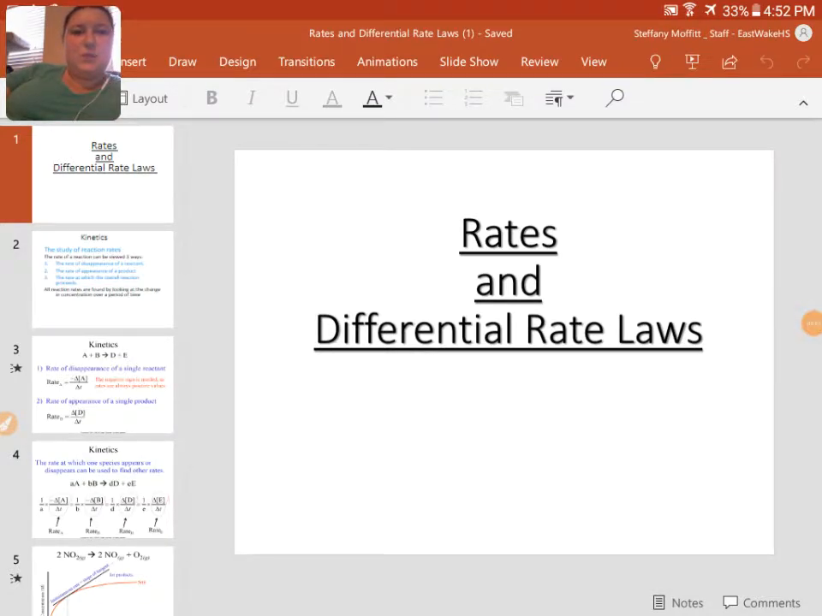So we're jumping into Unit 5, which is all about kinetics. Just like how thermodynamics was really important, kinetics is also very important for the AP test, as well as just in chemistry. So we're going to be talking about rates and differential rate laws today.